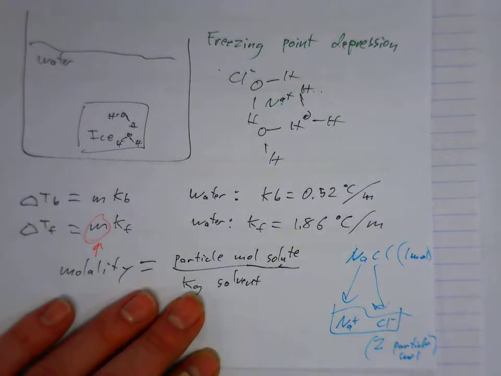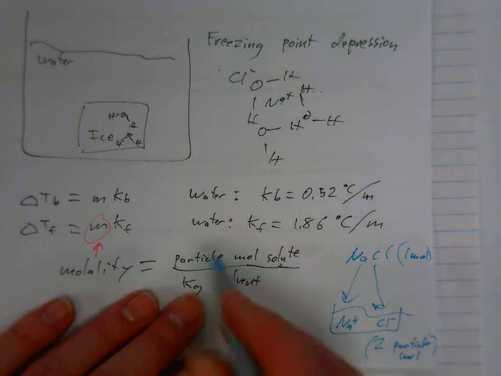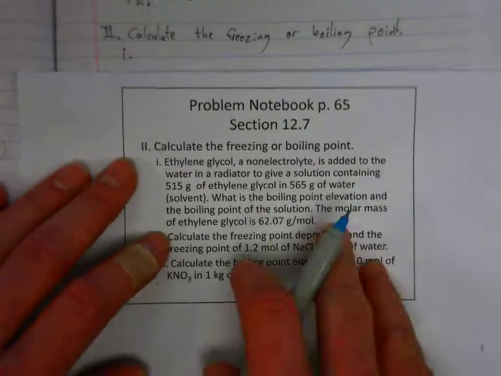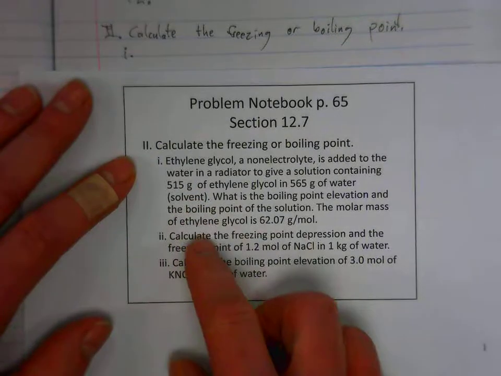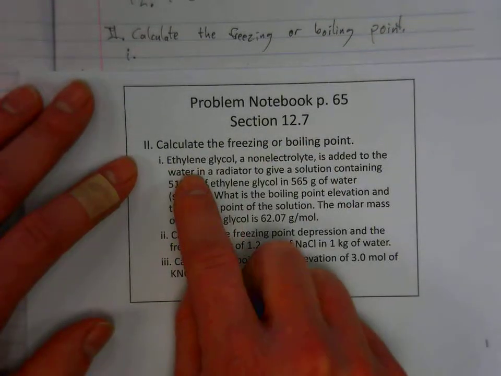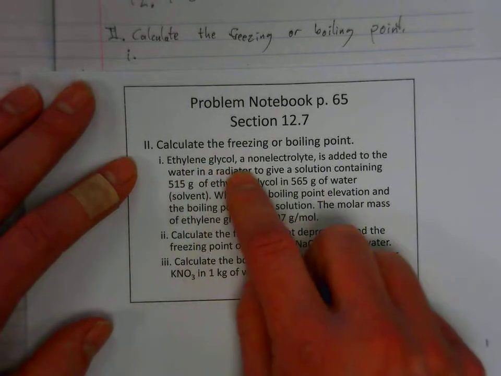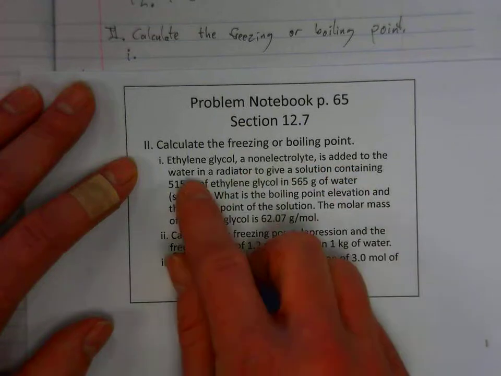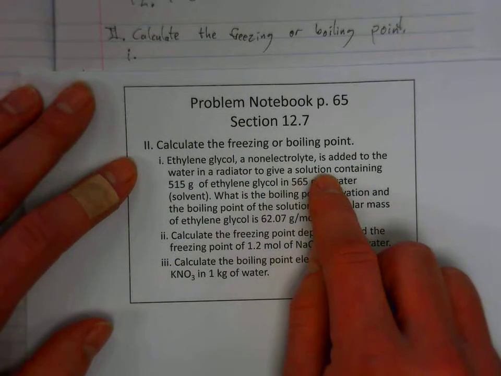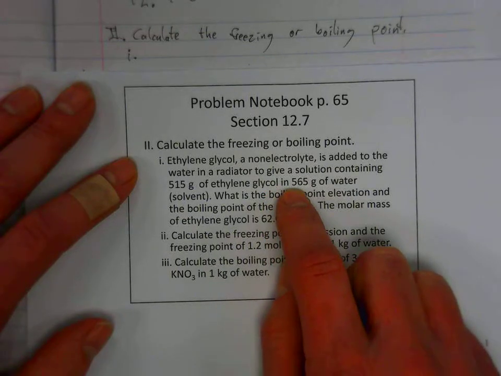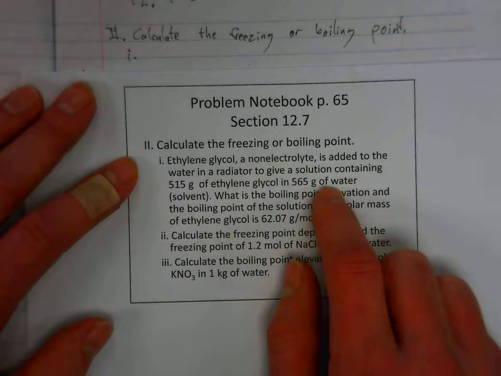So let's calculate the freezing or boiling point in these problems. Ethylene glycol, which is antifreeze, or the main component of antifreeze, a non-electrolyte, is added to water in a radiator to give a solution containing 515 grams of ethylene glycol and 565 grams of water, the solvent. What is the boiling point elevation and the boiling point of the solution? The molar mass of ethylene glycol is 62.07 grams per mole.